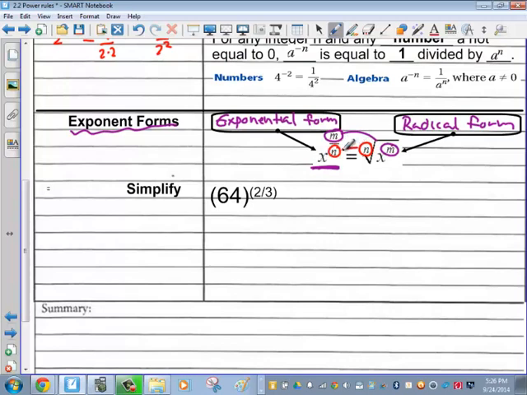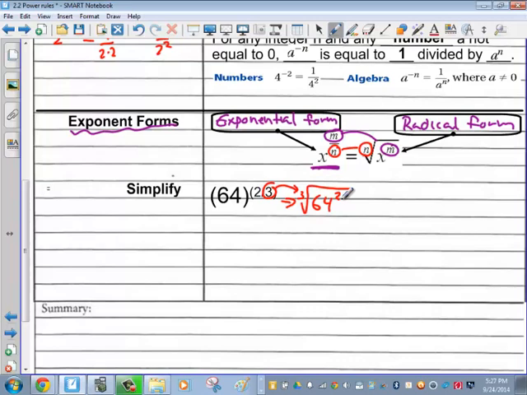So I got this problem right here. I want you to simplify 64 to the 2/3 power, and to do that, we're going to try to change this to radical form and simplify it. So first, let's try to change it to that radical form. This is going to be my radical. This 3 goes right here, and the 2 is going to go with my 64. So I got 64 to the 2nd power right there. Okay. So that's going in between the two forms.